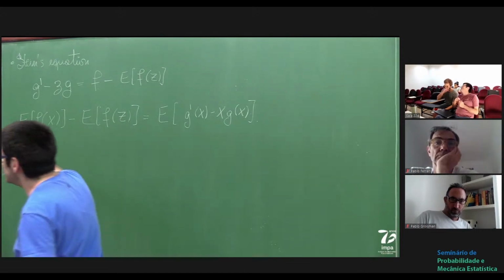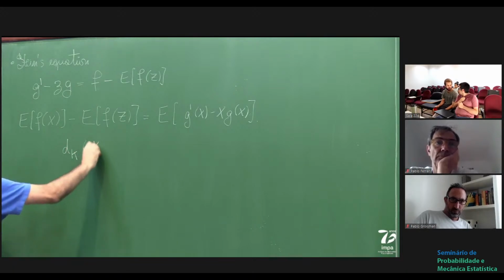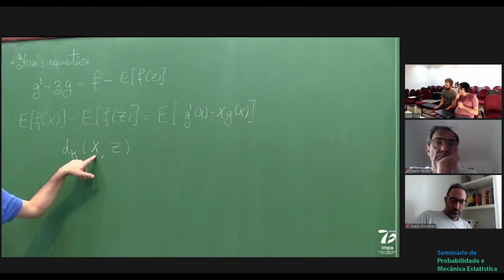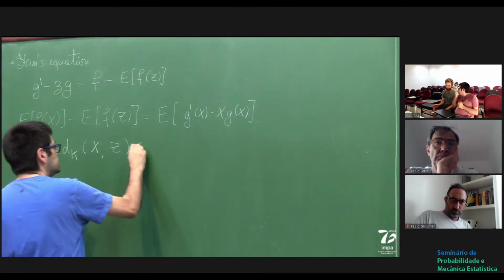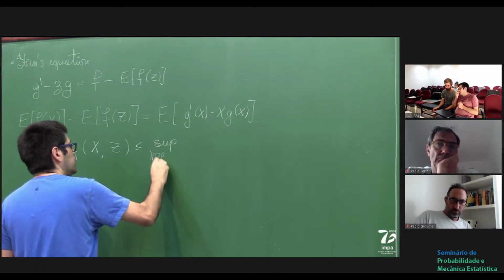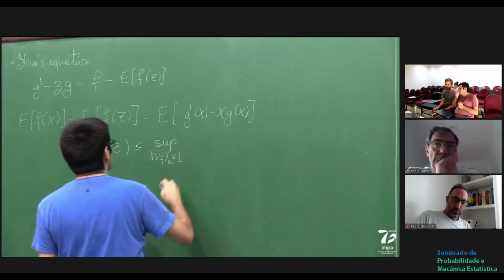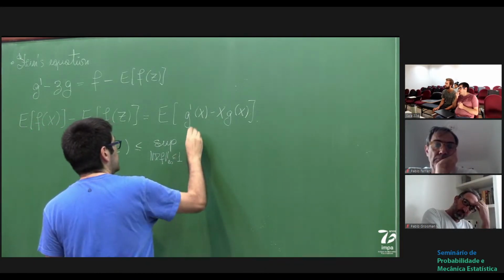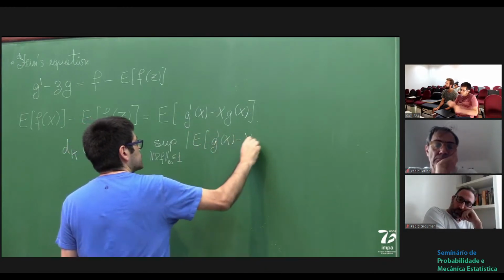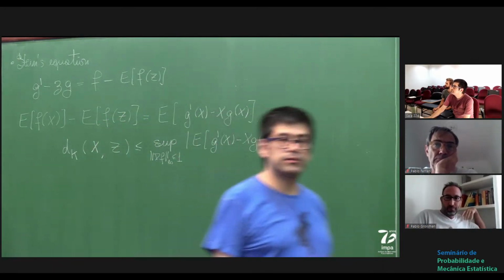So you see, from this, if you apply the formula there, you discover that the Kantorovich distance between x and z. Okay, so when I write this, I mean the log of x and the log of z is less or equal than the sup over this is smaller or equal than 1 of the expectation of g prime x minus x g of x. Okay, so this is about Stein's equation.